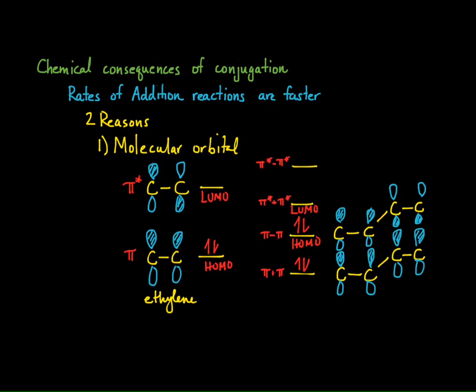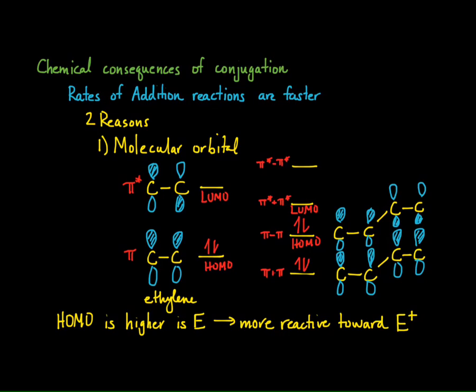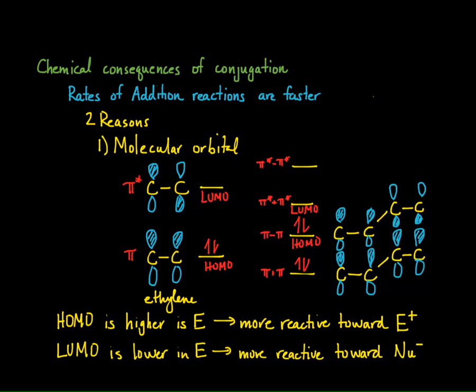The chemical consequence of this is that when you can increase the energy of the HOMO, it makes it more reactive toward electrophiles. And when we're looking at typical electrophilic addition reactions, this is the heart of the matter. It becomes more reactive because the HOMO is at a little higher energy. Now, also, if it's accepting electrons, which we're not really going to look at that much, when you can lower the LUMO, it actually becomes more reactive toward nucleophiles.